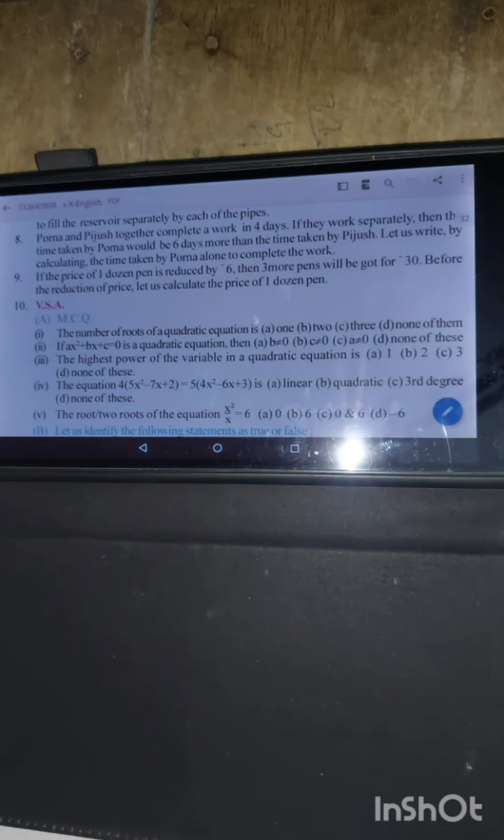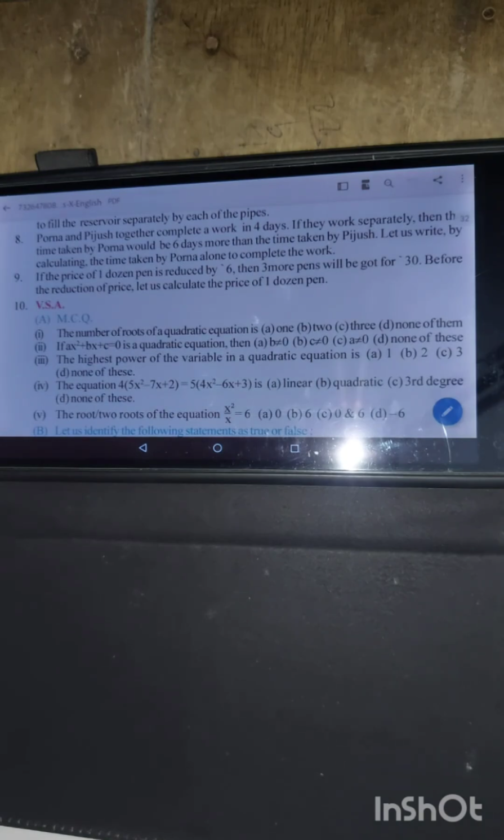I was teaching you the chapter quadratic equations with one variable from the book Ganit Prakash of class 10, West Bengal Board of Secondary Education.